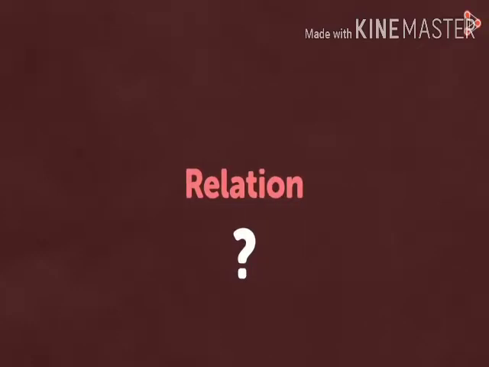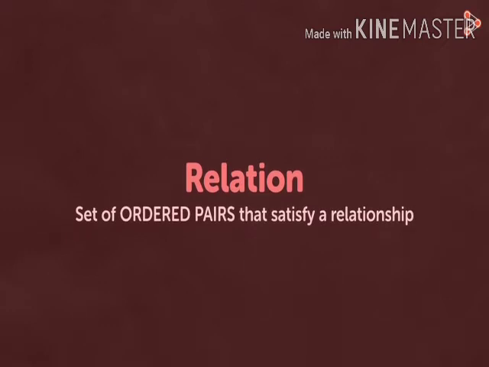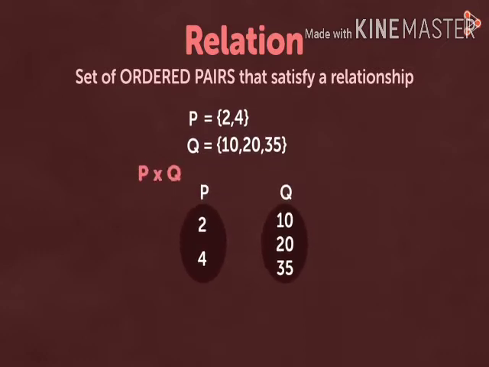A relation gives us a set of ordered pairs that satisfy a relationship. Let's understand this using an example of two sets. We have two sets P and Q. Set P has elements 2 and 4 and set Q has elements 10, 20 and 35. We first take the Cartesian product of the two sets.